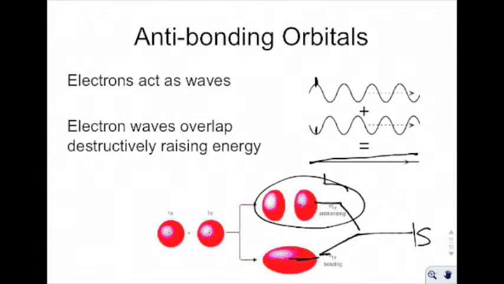So bonding orbitals will promote bonds between the two atoms. Anti-bonding orbitals detract from the bonding capability. So if you have just the bonding orbital filled, yes, you have a bond. But if you have the anti-bonding orbital filled, you have no bond.